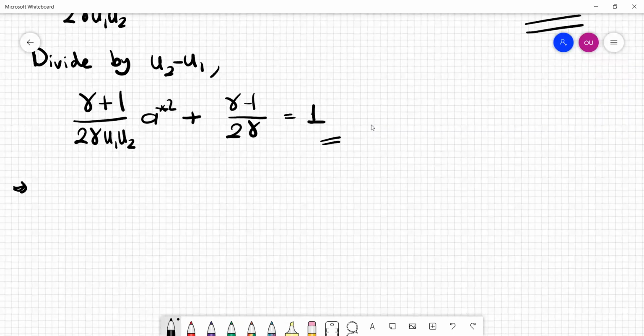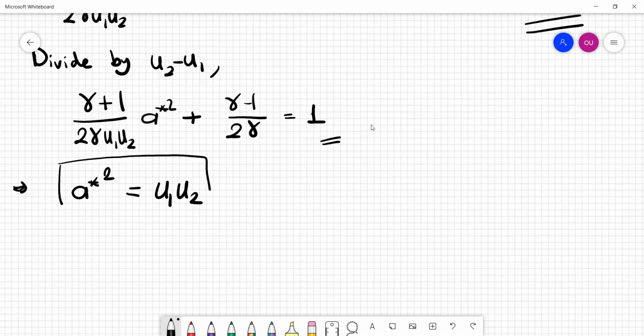And if I would like to solve for A star from here, A star square will be equal to simply U1 times U2. Okay. So how did I get from here to here? Solve for A star square. So you just need to rearrange the equations.